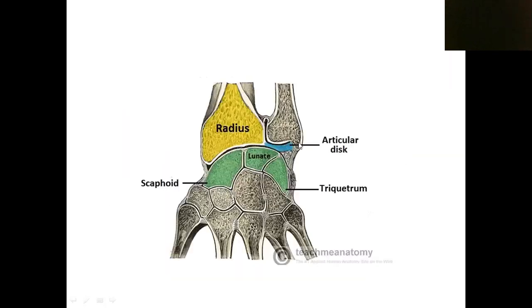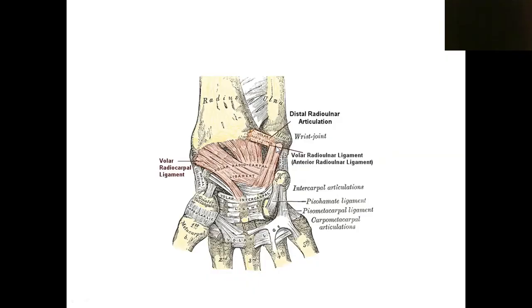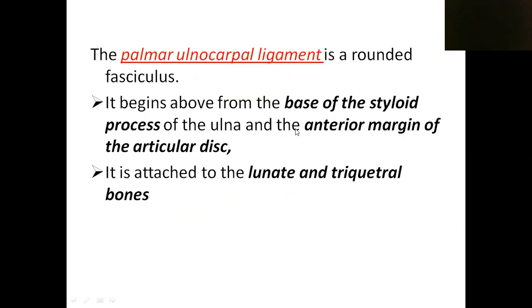See, this is a styloid process. So some fibers are arising from the base of this region and from this articular disc. So those 2 points are clear: the base of the styloid process and the anterior margin of the articular disc, inserted to the lunate and the triquetral bone.